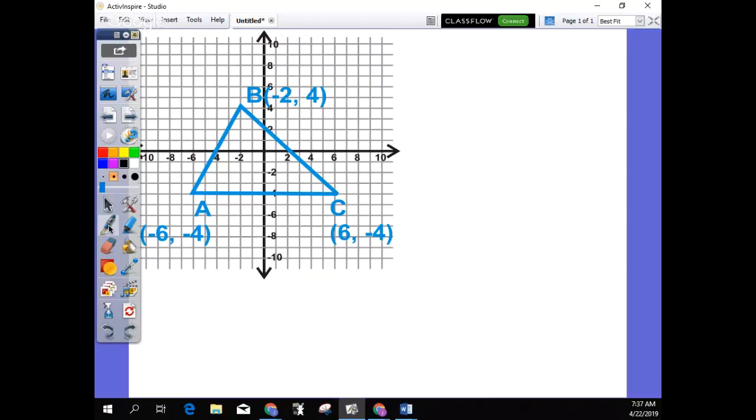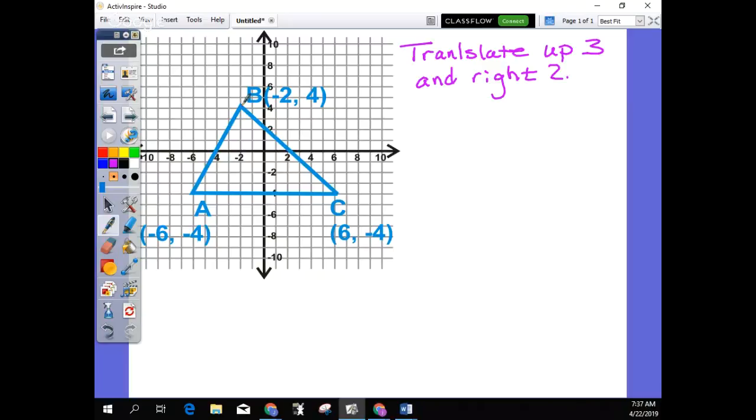Okay, so I'm going to do a translation real quick, and then I'll ask how we can describe that. Let's say I want to translate this pre-image up 3 and right 2. So I want to go up 3, up 3 and right 2. So that's how you would describe the translation without any special wording.